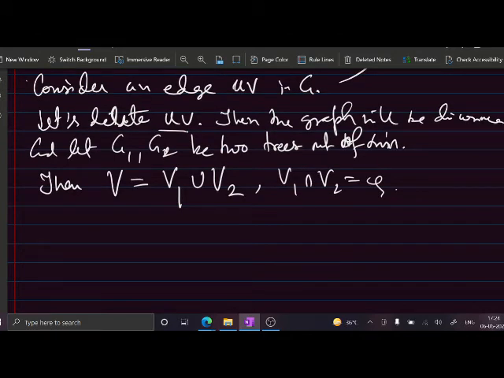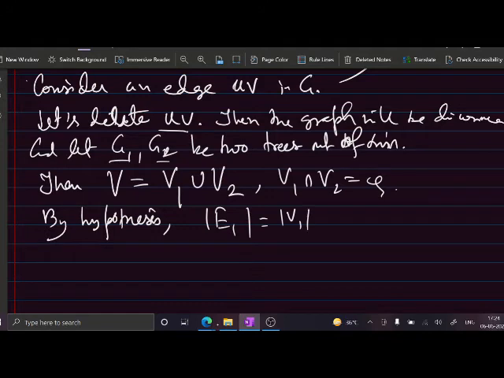Now since these graphs G1 and G2 have a number of vertices strictly less than n, the number of vertices of the graph G, and you have already assumed that the theorem is true for every graph having less than n many vertices, by hypothesis the number of edges in G1 must be the number of V1 minus 1, and the number of edges in G2 must be the number of V2 minus 1.